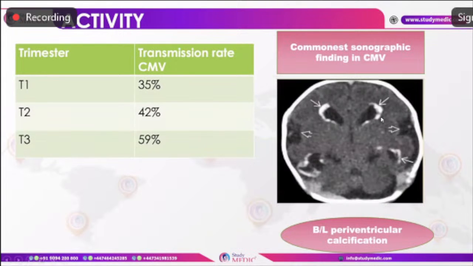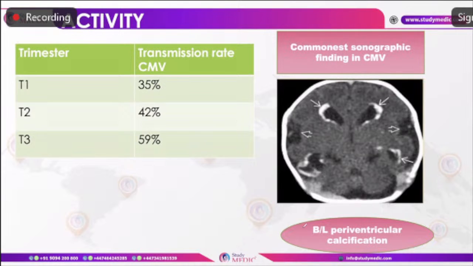The other important thing to remember here are a few percentages which can be tested in exams. So for congenital CMV infections, in the first trimester the transmission rate is 35%, second trimester it's 40%, and third trimester the transmission rate is 59%. However, we need to remember the earlier the infection, the more serious it's going to be.